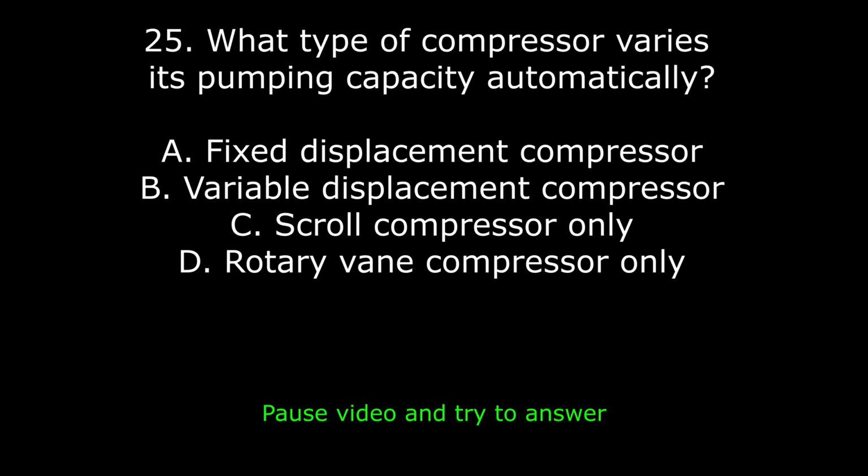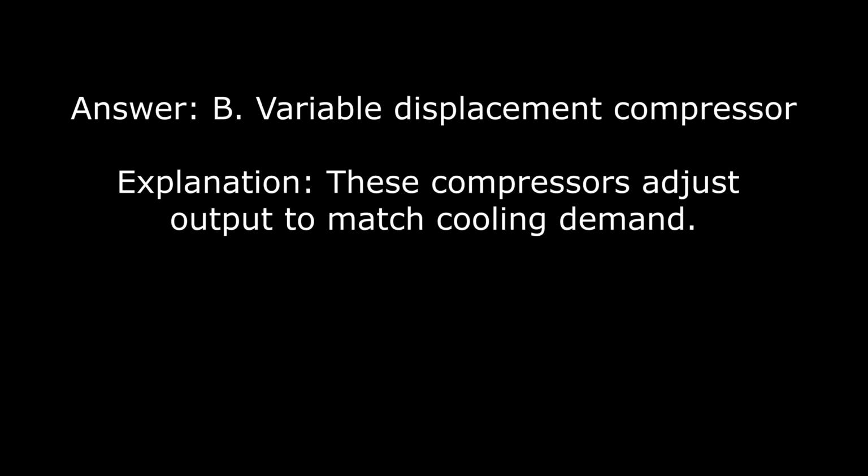25. What type of compressor varies its pumping capacity automatically? A. Fixed displacement compressor. B. Variable displacement compressor. C. Scroll compressor only. D. Rotary vane compressor only. Answer: B. Variable displacement compressor. Explanation: these compressors adjust output to match cooling demand.